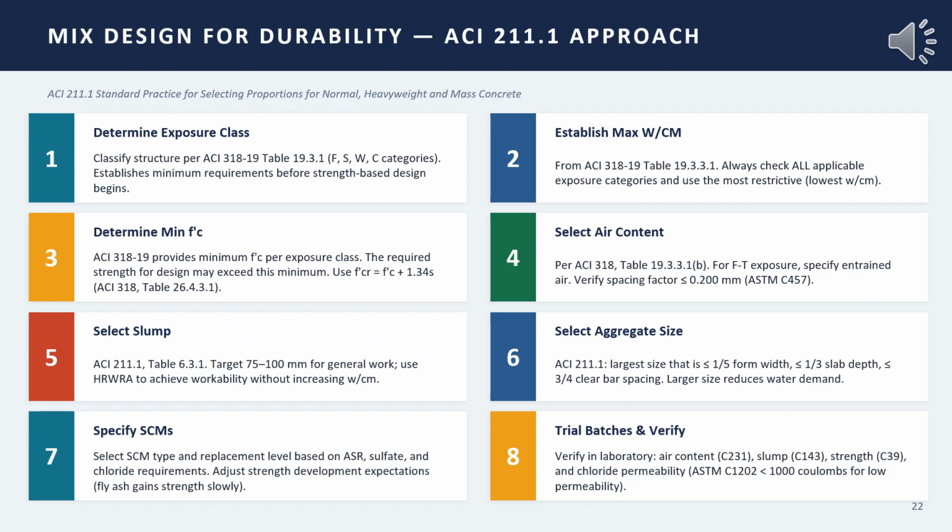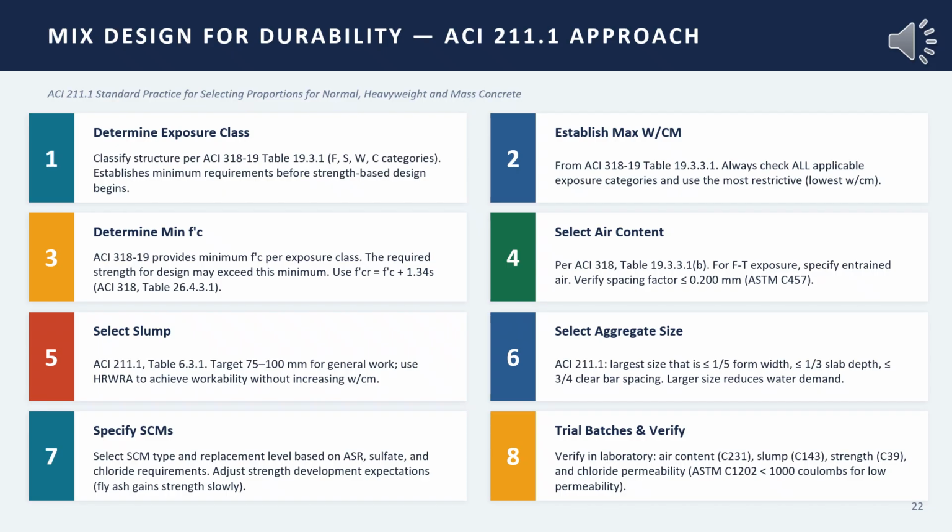determine the exposure class. So before you do any strength calculation, classify the structure using ACI 318-19 table 19.3.1. What is the freeze-thaw category? How much is the sulfate content and the chloride, etc.? Every structure may have multiple applicable categories.